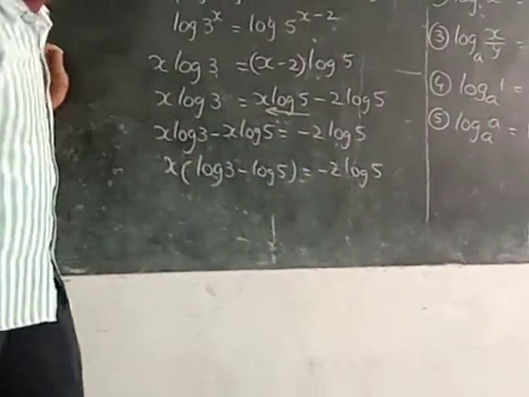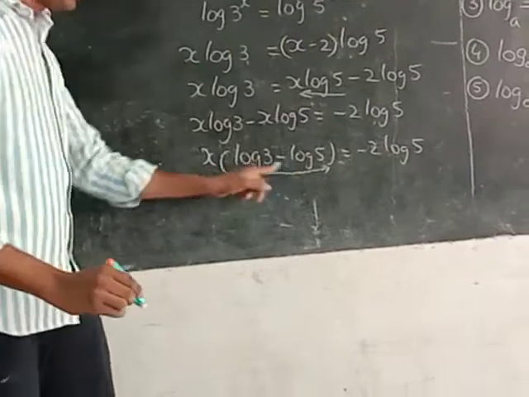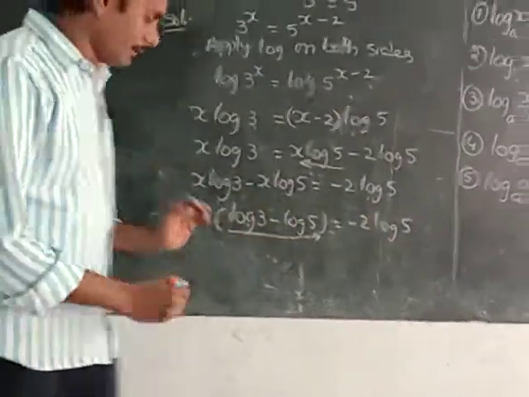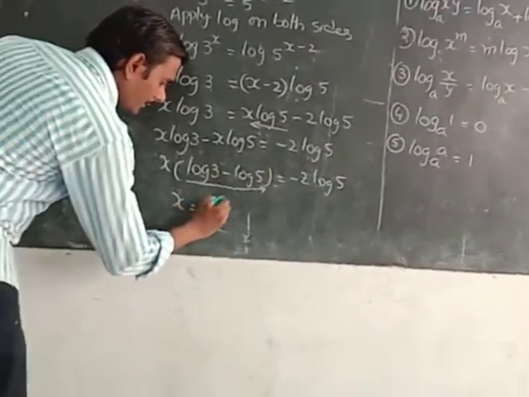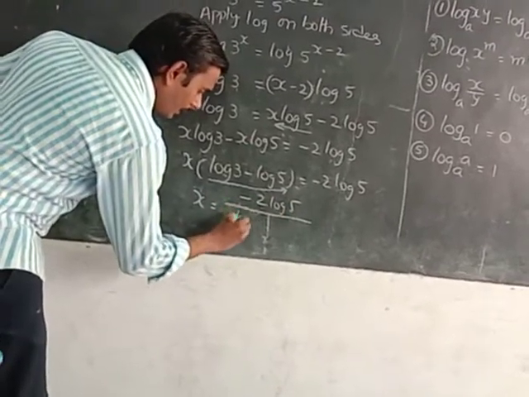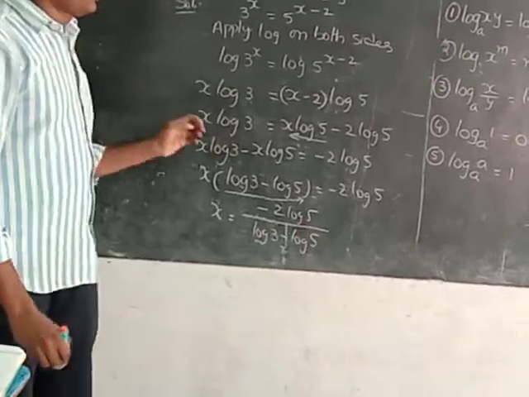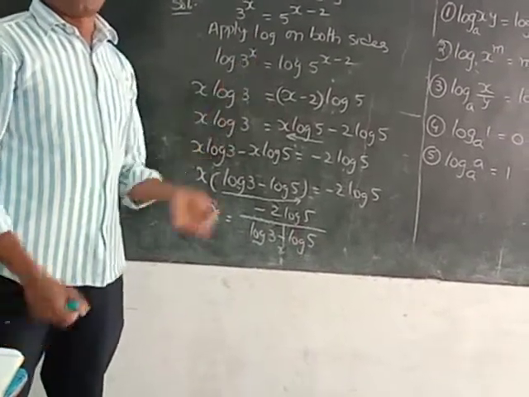Now move the terms. X is multiplying this one, so if it goes to the other side, it will divide. That means x equals minus 2 log 5 whole divided by log 3 minus log 5. According to the definition, we already told that the value should not be negative.